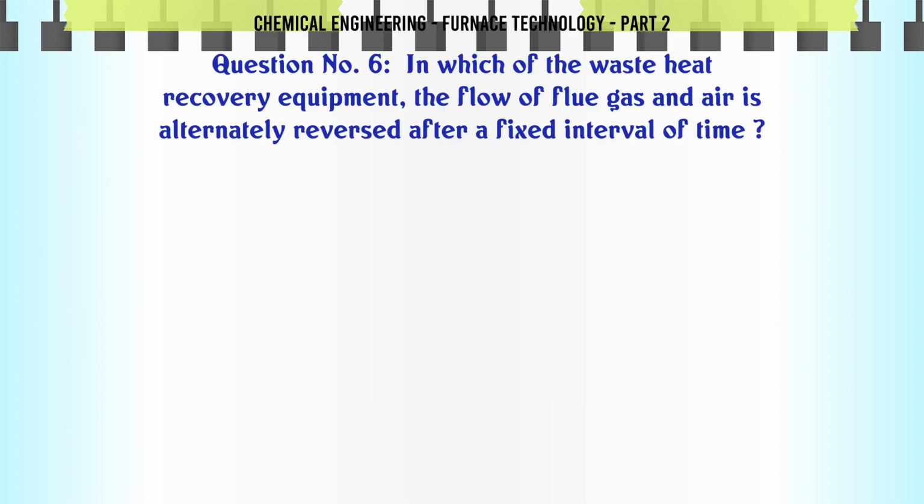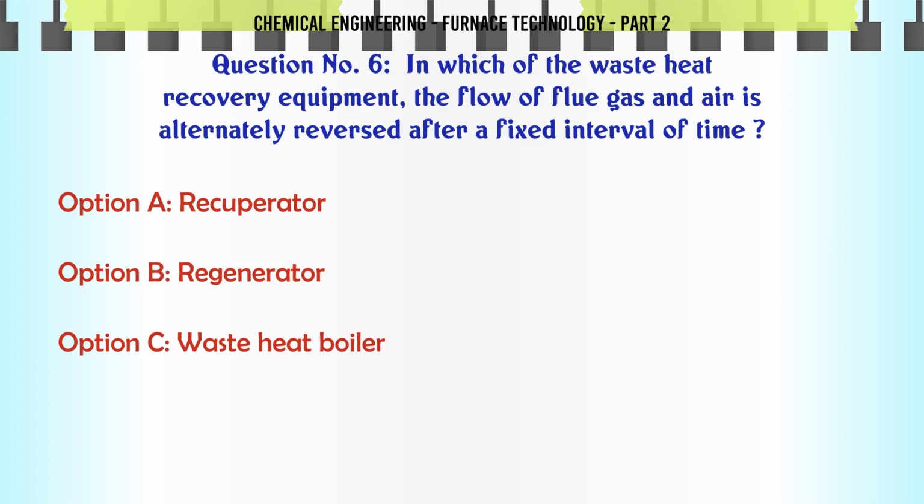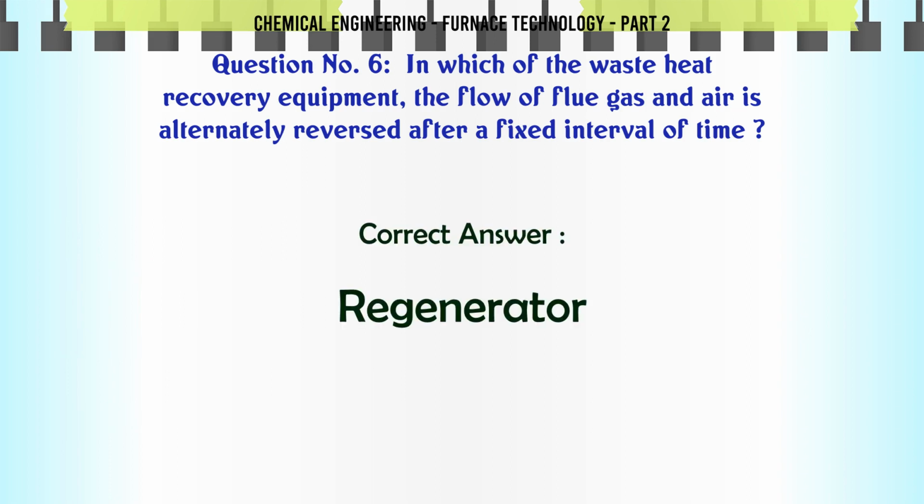In which of the waste heat recovery equipment is the flow of flue gas and air alternately reversed after a fixed interval of time? A. Recuperator. B. Regenerator. C. Waste heat boiler. D. None of these. The correct answer is regenerator.